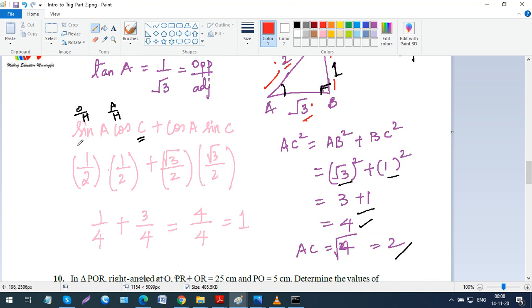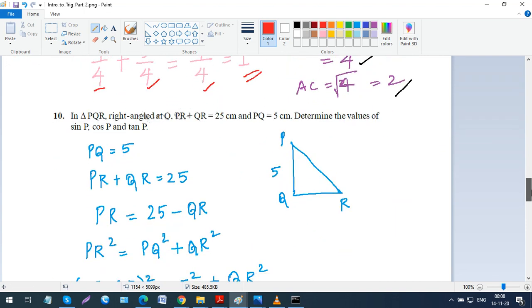So 1 into 1 is 1, 2 into 2 is 4. Root 3 into root 3 is simply 3, the root goes off, and 2 into 2 is 4. So now you add 1 plus 3 is 4 divided by 4. We just add the numerators because the denominator 4 is common. If the denominators are not common, you'll have to make the denominators common and then add them. So this is going to give you 1 as the answer.